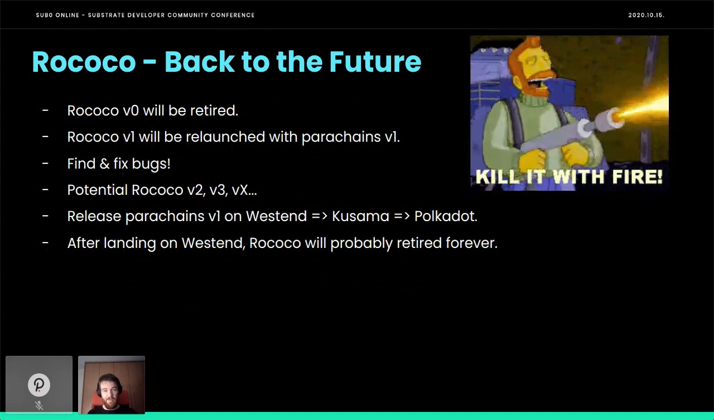After Westend comes Kusama, and then Polkadot. And after landing it on Westend, Rococo will probably be retired forever. Maybe we'll come back at some point, but that's for the future.